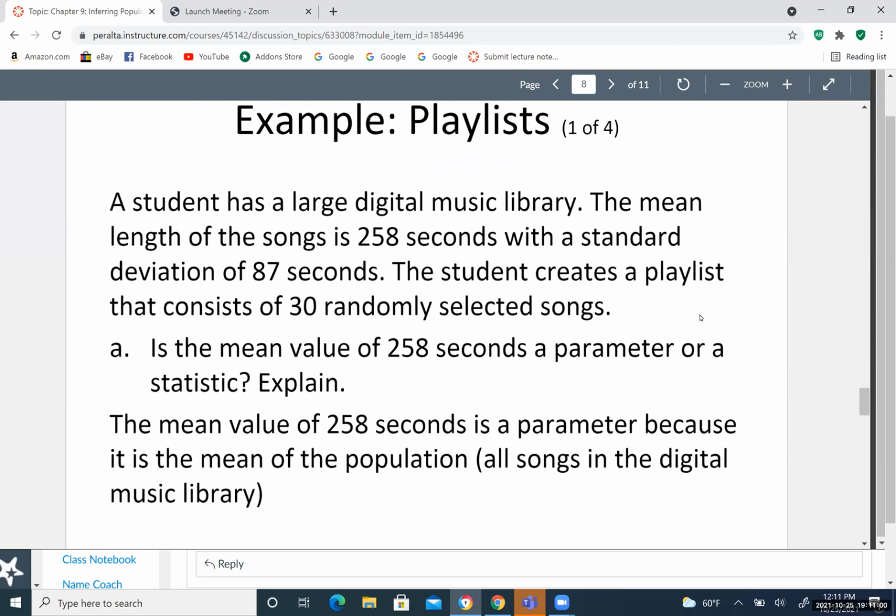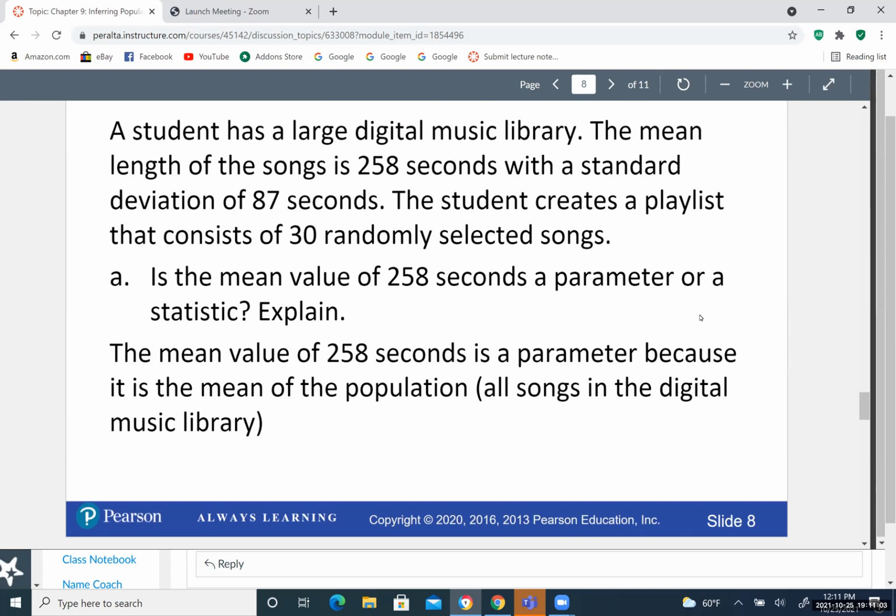So now let's do an example. Playlist. Let's take a moment reading this on your own, and please think about question A. Question A asks, is the mean value of 258 seconds a parameter or a statistic? And explain.